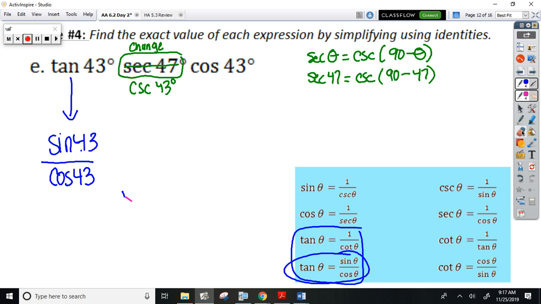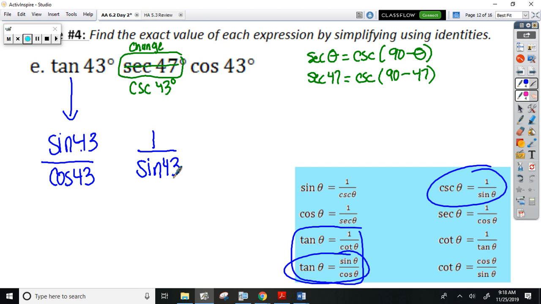Sine 43 over cosine 43. Okay, now remember, this is no longer secant. Make sure you cross that off. It's now cosecant of 43. So we go to our formula sheet. The cosecant is equal to 1 over the sine. So I'm going to take this and make it 1 over sine of 43. So all we're doing is filling that 43 in for theta from our formula sheet. So we can already see the sines are going to cancel out, which is a good sign. All right, cosine 43.